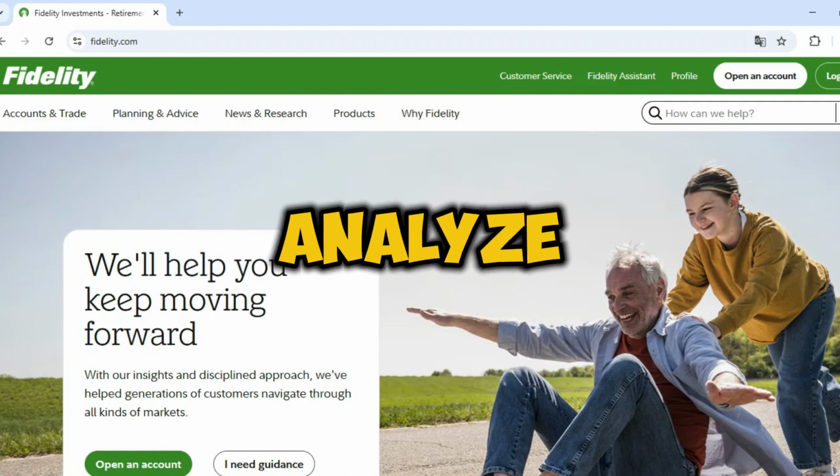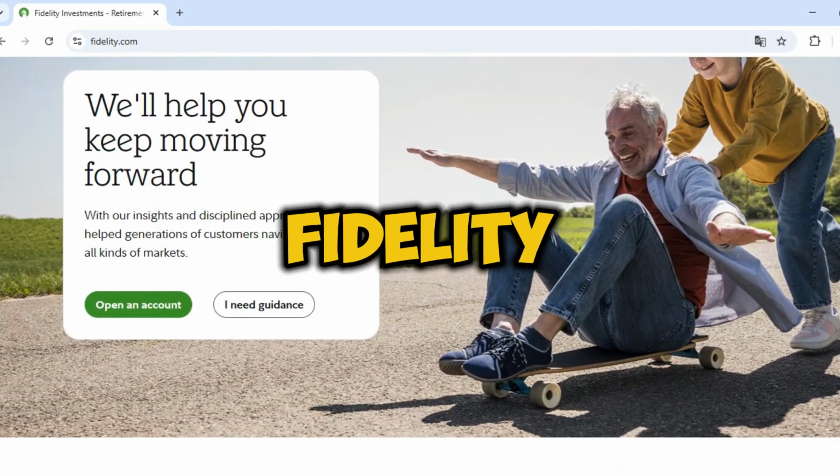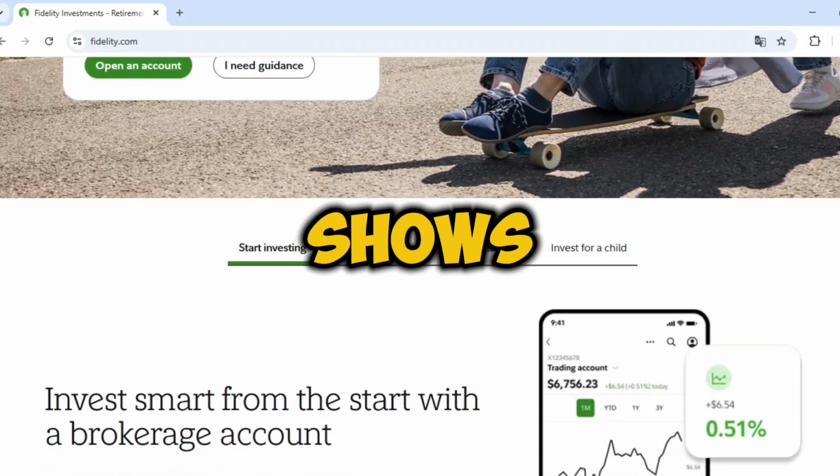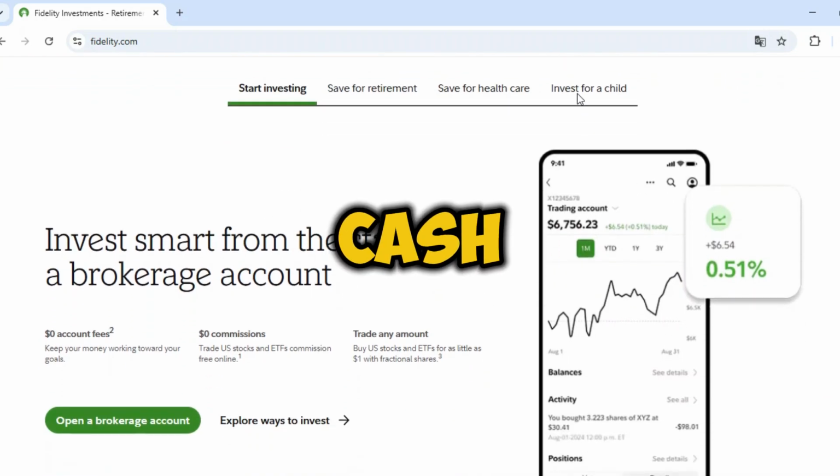Step 1. Analyze your current allocation. In your Fidelity account, go to Planning and Advice, and then Portfolio Analysis. This tool shows you a pie chart of your current stock, bond, cash allocation.